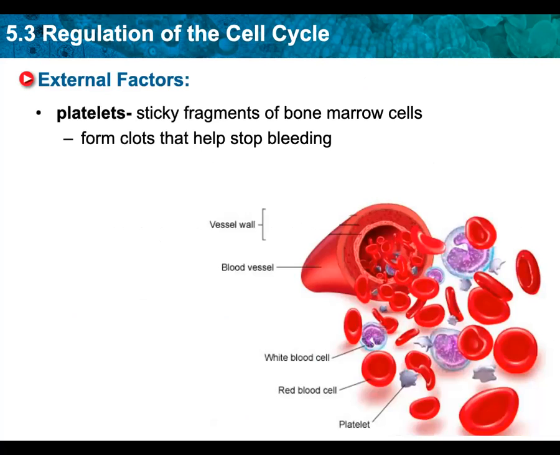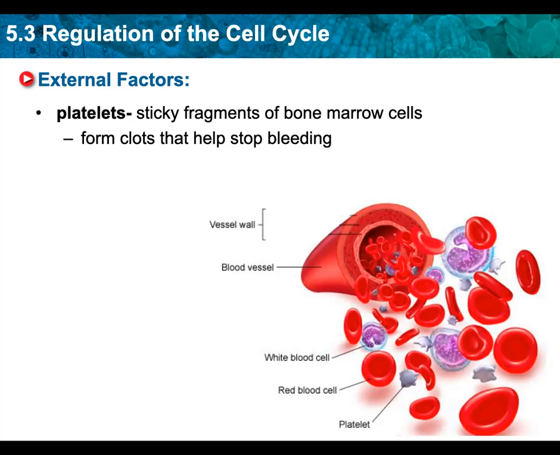Okay, external factors. Let's go through a few examples of that. So there are platelets, which are sticky fragments of bone marrow cells. You can see in this picture right here, they're the smallest of the cells. You can see the red blood cell. Larger are the white blood cells. They're the ones that are purple white. And then platelets would be the smaller white specks on there.